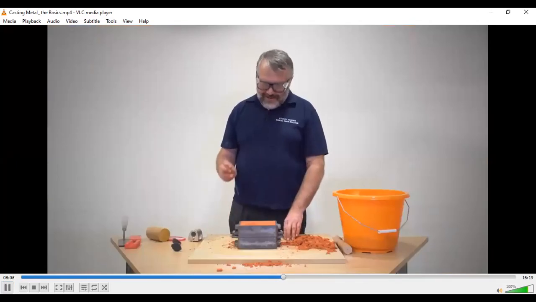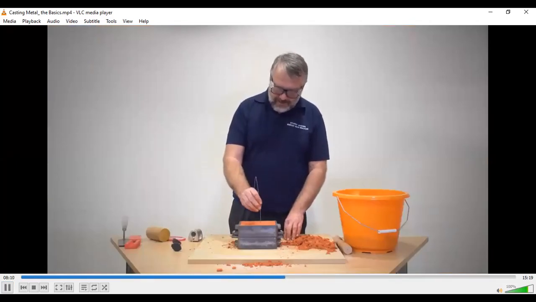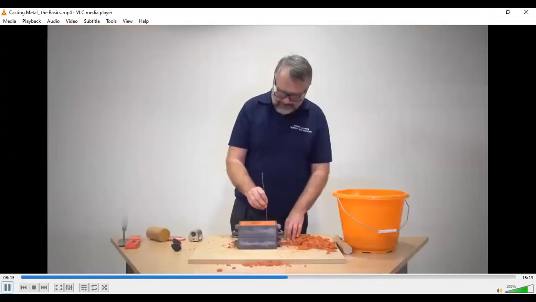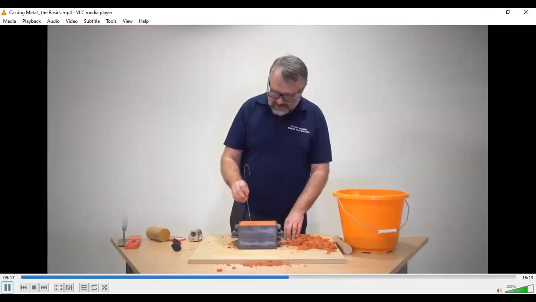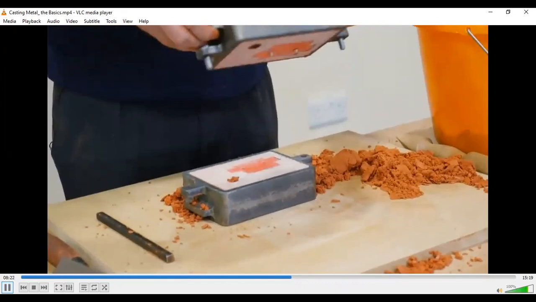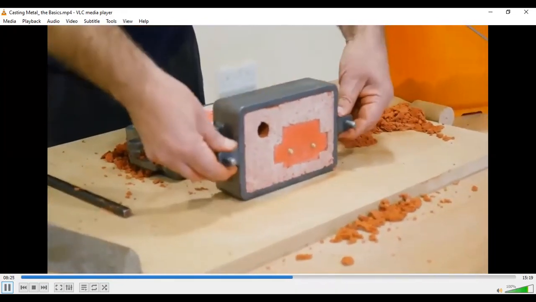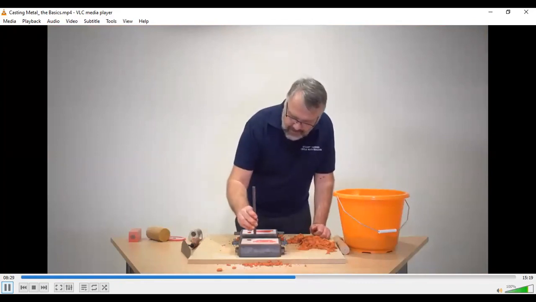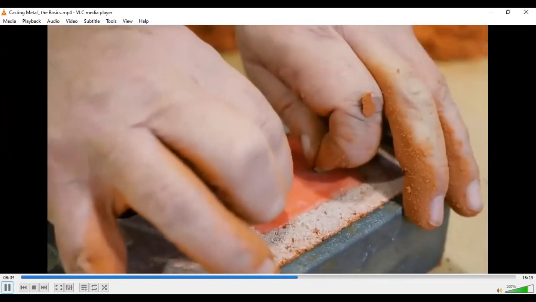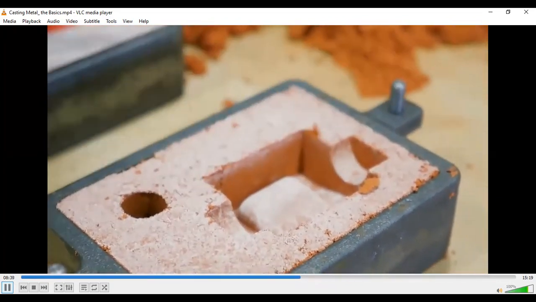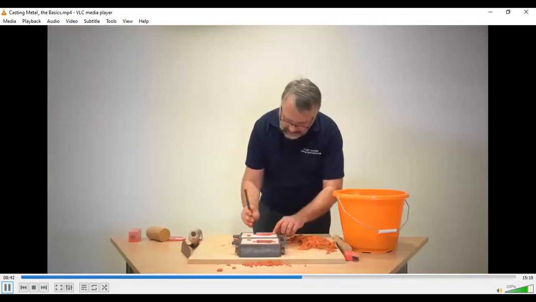Good practice is to add some vent holes just by pressing in a piece of wire, which allows any air to escape and any small amount of smoke that may be produced by the oil burning out. And we can split the two halves of the flask. The patterns now need to be taken out. That can be done just by giving them a gentle tap and then lifting the pattern cleanly out. We've got a good impression in the sand. The same with the other half.